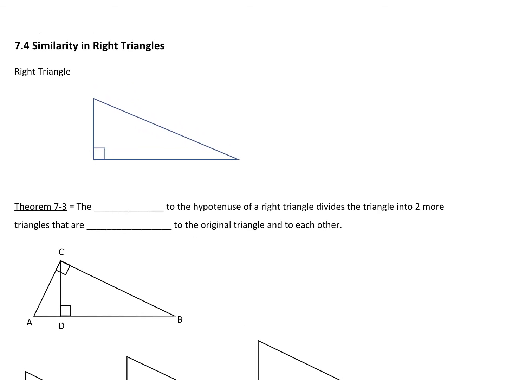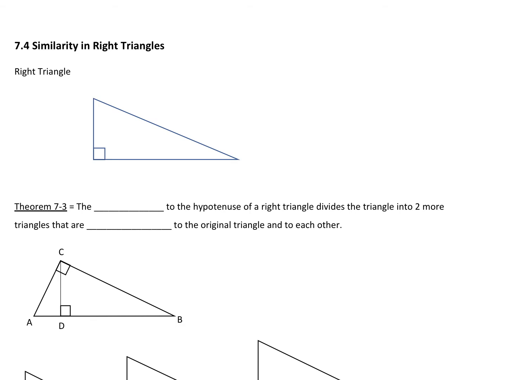So 7-4 is all about similarity in right triangles, and this is a little different than similarity in every other type of triangle, okay? When you have a right triangle, first of all, let's just talk about the pieces of a right triangle because this is the terminology I'm going to use. I want to make sure you know what is what.